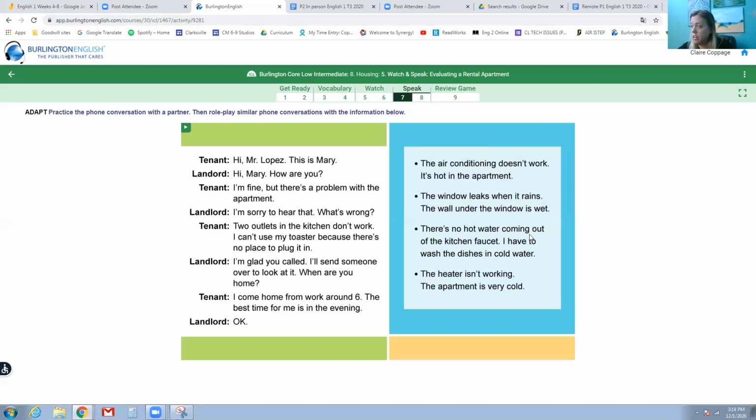There's no hot water coming out of the kitchen faucet. I have to wash the dishes in cold water. The heater isn't working. The apartment is very cold. Practice this conversation several times.